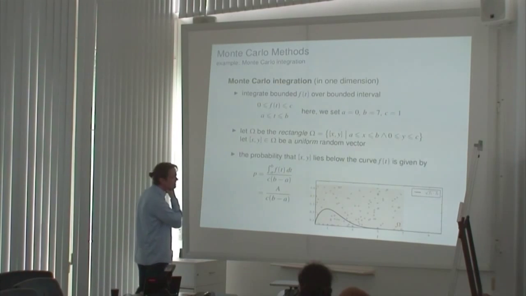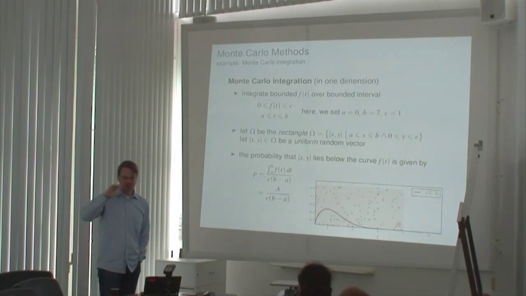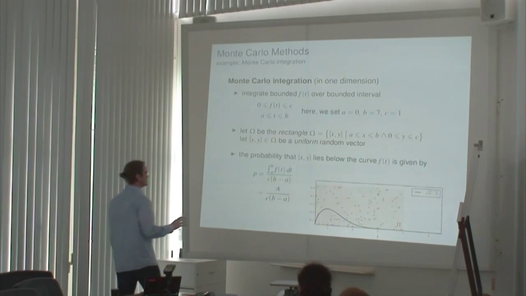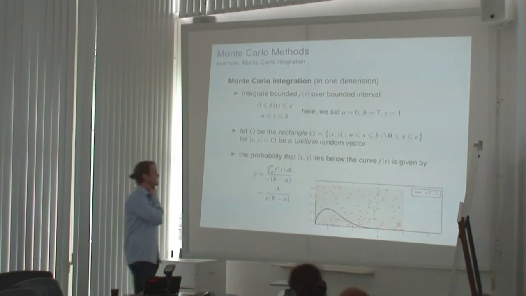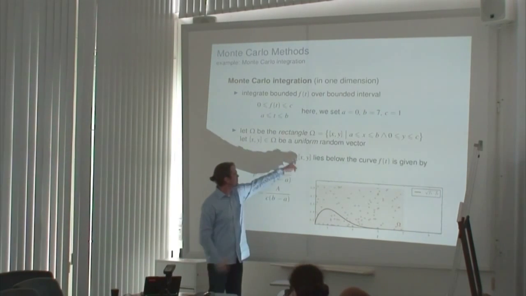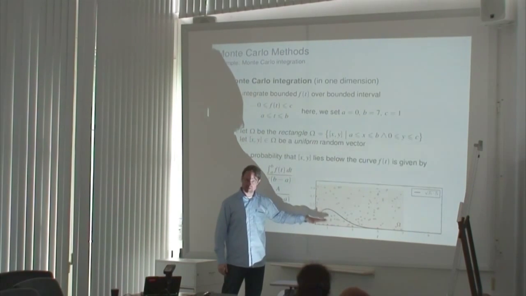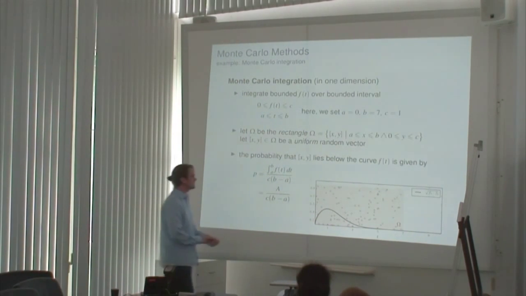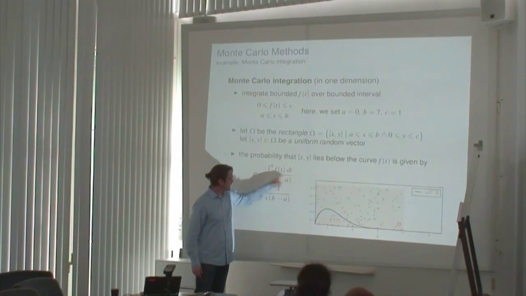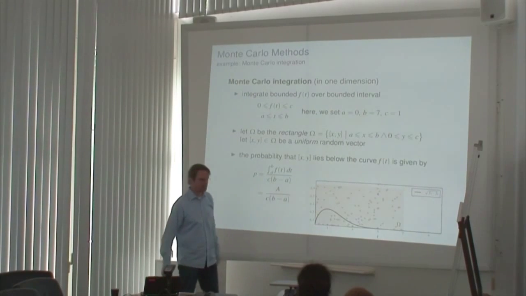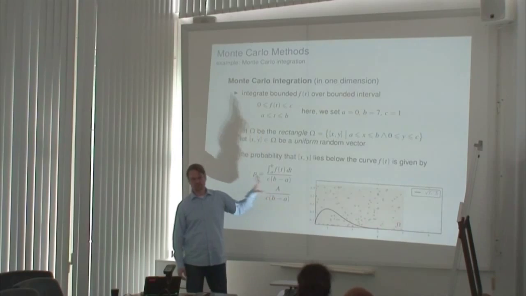And we can use these points to estimate the area under the curve. This is what we're aiming at. Basically, we can say that the probability for one such random point to lie beneath the black curve is given as the ratio of the area under the curve divided by the area of the rectangle. Do you see that?